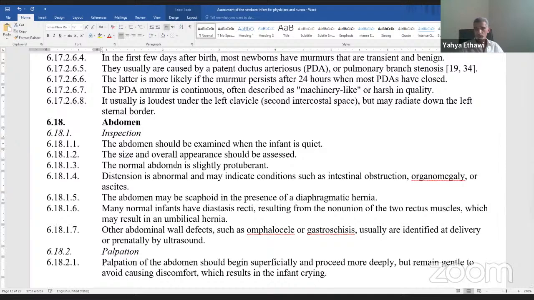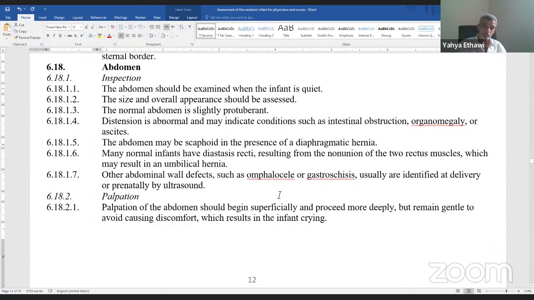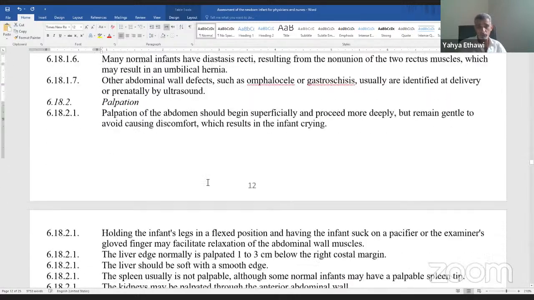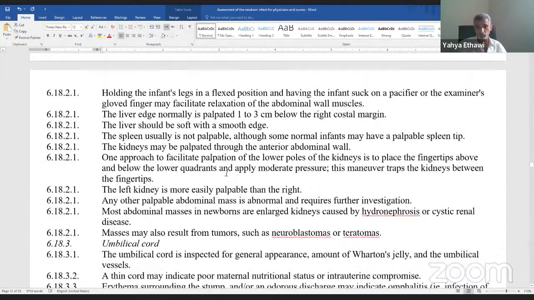Look at the abdomen, look at the umbilicus, number of blood vessels, 2 arteries, 1 vein, the size of Wharton jelly, absence of Wharton jelly, oversize of Wharton jelly, abnormal hernia, big organs, any mass, intestinal obstruction, cyst, mass, abnormal liver, abnormal spleen, abnormal kidney, absence of the abdominal wall or omphalocele, gastroschisis are very important, palpation to feel the organs, very important to look.